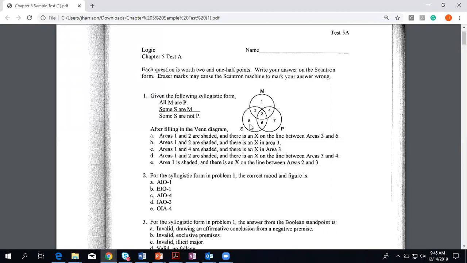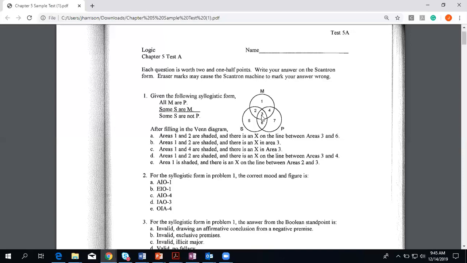Some S are M. So if we look at S and we look at M, we know that 2 is shaded. If some S are M, there must exist an S that is an M. The only place where S's are M's is in region 3. And so we would place our X within region 3, indicating that at least one S is an M.